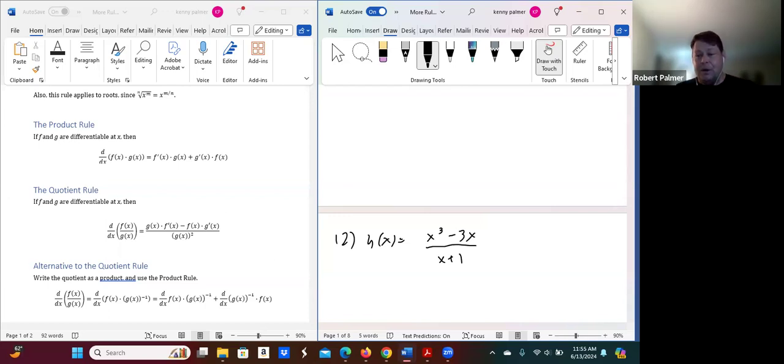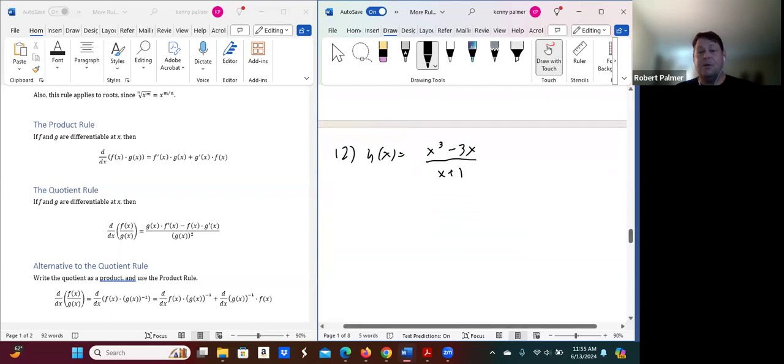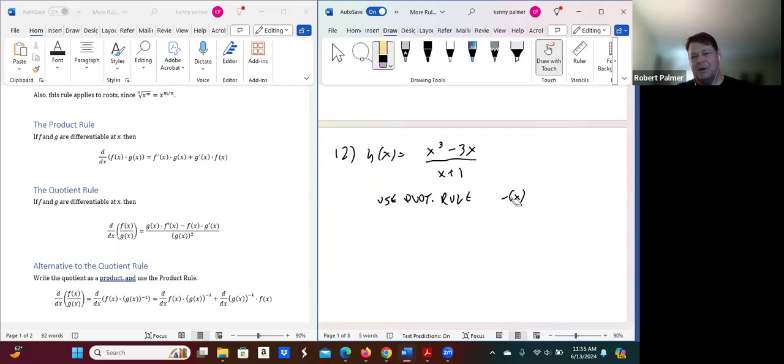Now, we're actually going to do this a couple of different ways. So first, let's use the quotient rule again, and then I will show you a different way of doing this. So use the quotient rule. Once again, let's do it down here, I have more space. f of x is the function in the numerator, x cubed minus 3x. g of x is the function in the denominator, which is x plus 1.